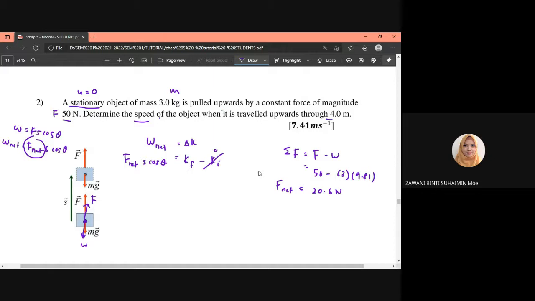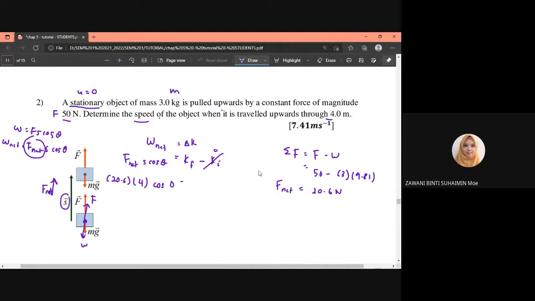Alright, so dah dapat force net, barulah kita masukkan dalam equation kita, iaitu 20.6. Displacement kita dah ada, iaitu dah diberi 4 meter. Okay, and cos theta, theta will be the angle between the net force and direction of displacement travel. So sekarang kita tengok, tadi net force yang besar kan, so maksudnya total force kita adalah menghala ke atas lah. Okay, and then the direction of displacement pun ke atas. So meaning they are in the same direction. Okay, so bila dia same in direction, so meaning the angle between F dan juga s is equal to 0.